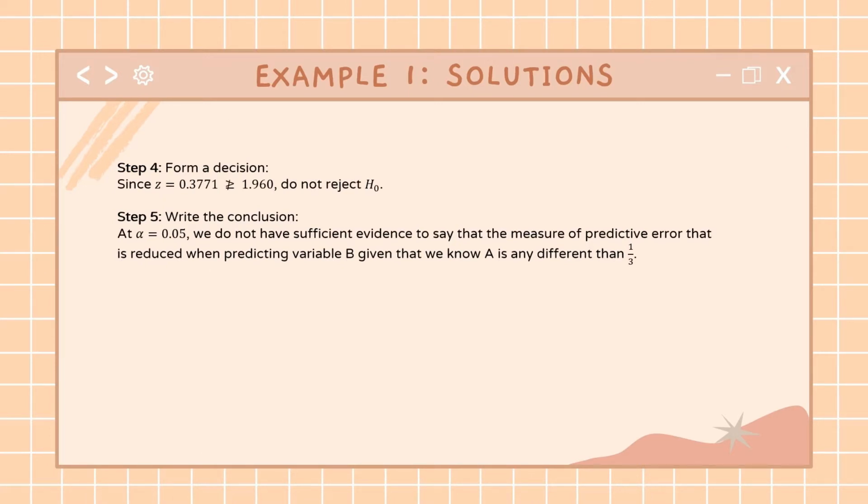And step 4, we shall now form a decision. Since z is equals to 0.3771, which is not greater than or equal to 1.96, we do not reject the h null. Then, for the conclusion, at alpha 0.05, we do not have sufficient evidence to say that the measure of predictive error that is reduced when predicting variable b, given that we know a, is any different than 1/3.